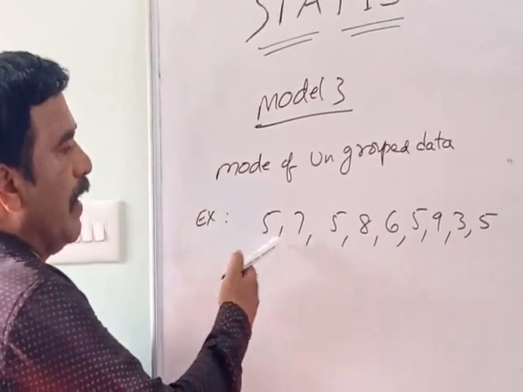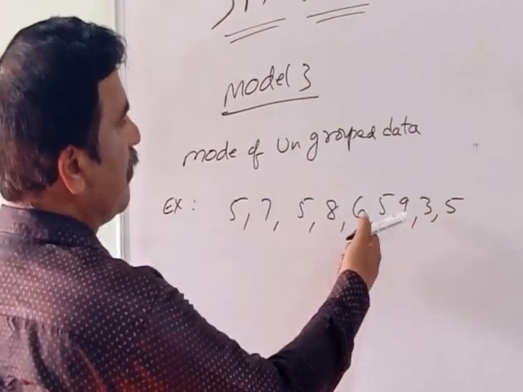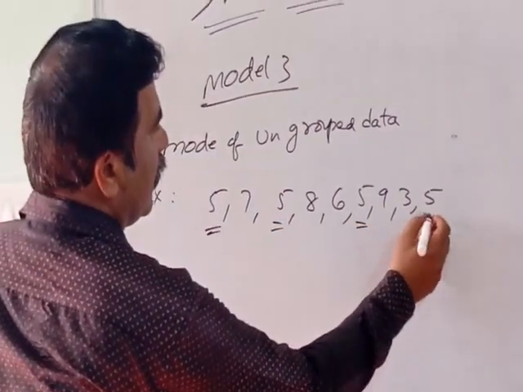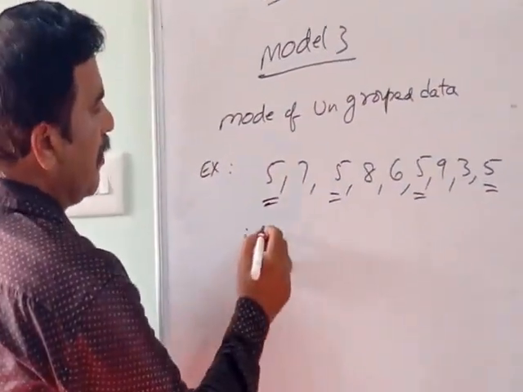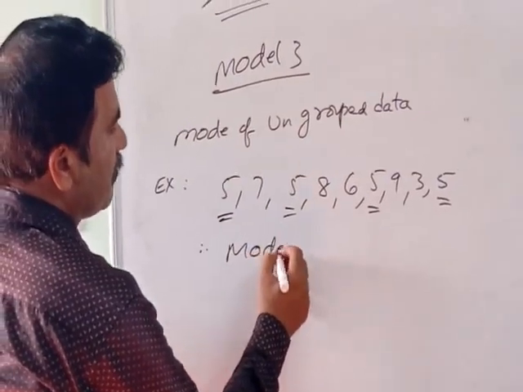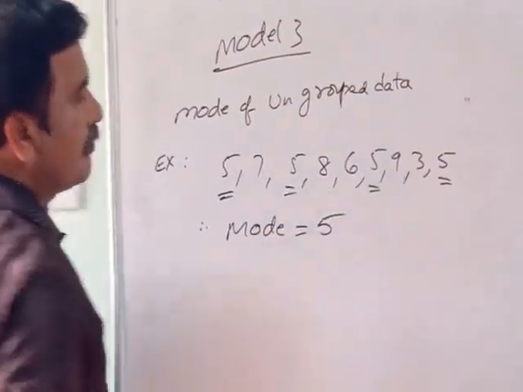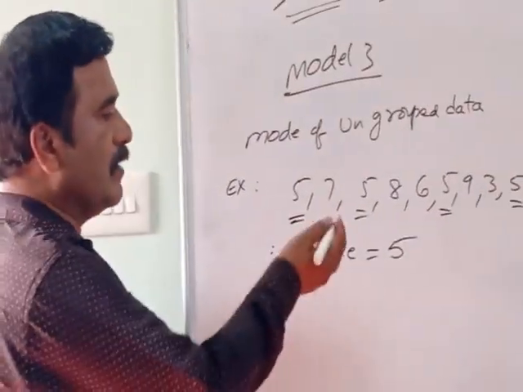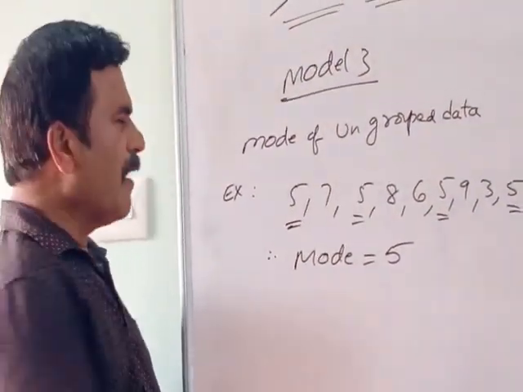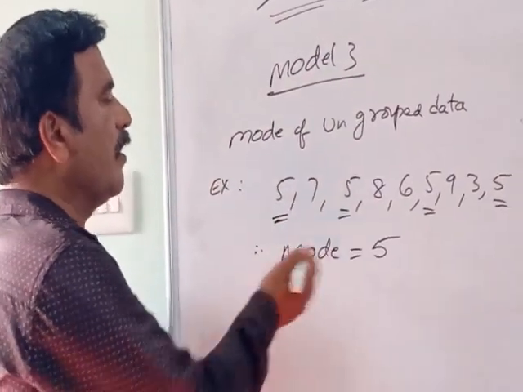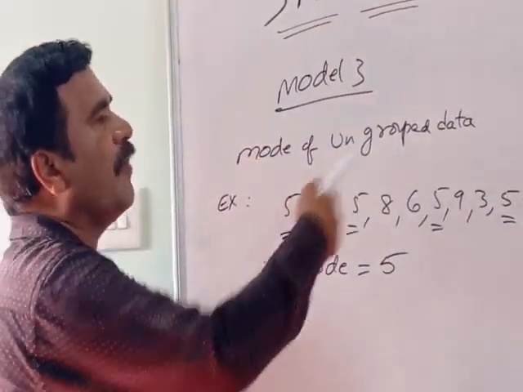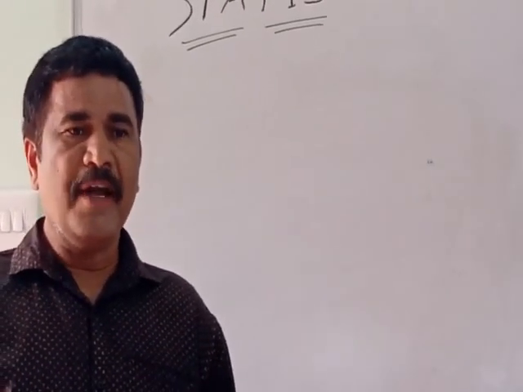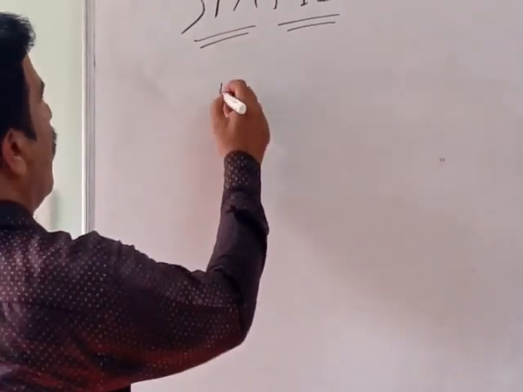See here, 5, 7, 5, 8, 6, 5, 9, 3, 5. 5 is coming 4 times. Therefore, the mode of these observations is 5. Which value is coming more number of times? That is mode only. Anybody can identify the mode of ungrouped data just by seeing. Okay. Now, coming to model 4.